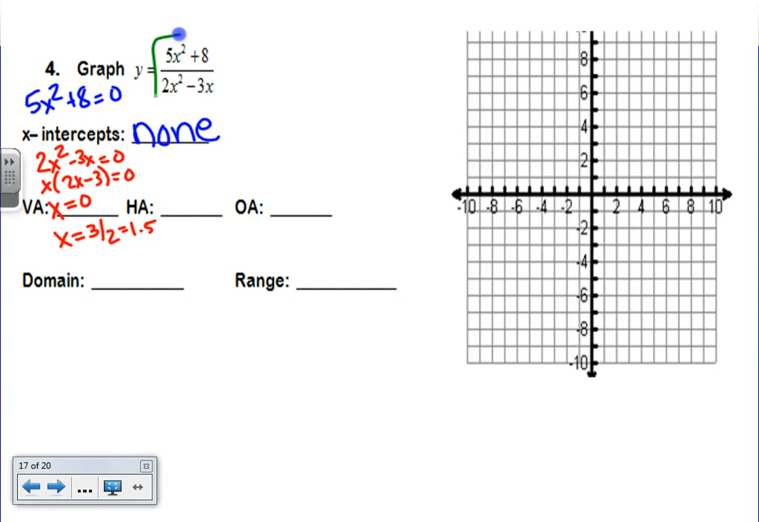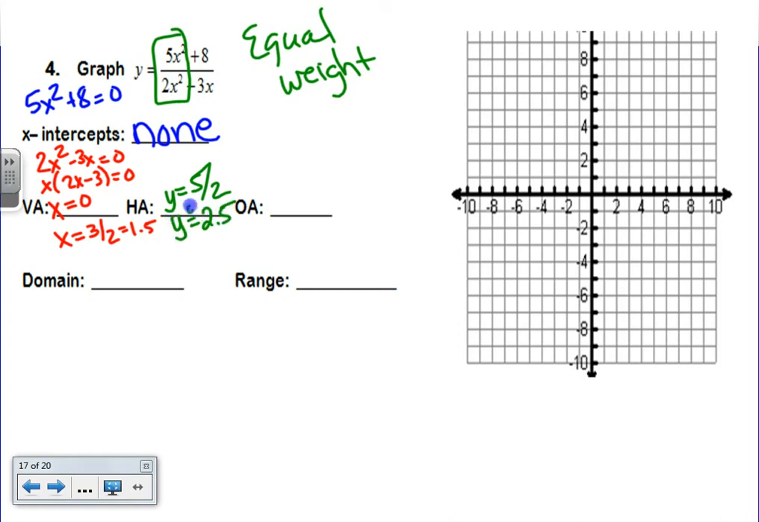Okay, horizontal asymptote. We have to decide if it's top heavy, bottom heavy, or equal weight. So I look at the degree. This is a quadratic over a quadratic. So it's equal weight, which means I'm supposed to just look at the coefficients now. So 5 over 2. So you can either write y equals 5 over 2, but again, sometimes it's easier to graph the decimal. 5 over 2 is the decimal 2.5. And then there's no oblique asymptote because it's not top heavy.